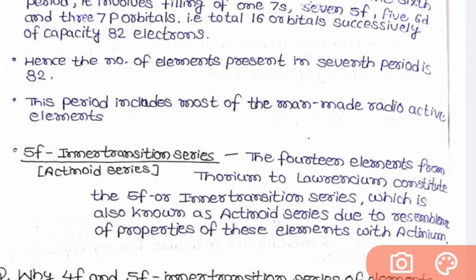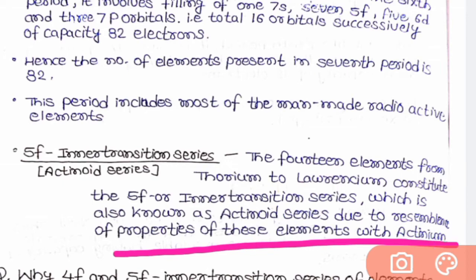Let us come to the 5f inner transition series. It is also called actinoid series. The 14 elements from thorium to lawrencium constitute the 5f or inner transition series, which is also known as actinoid series due to the resemblance of the property of these elements with actinium.